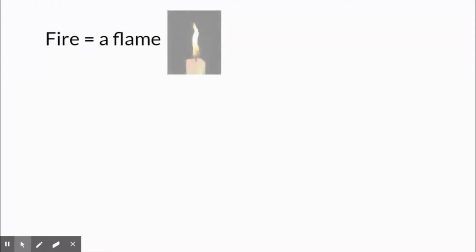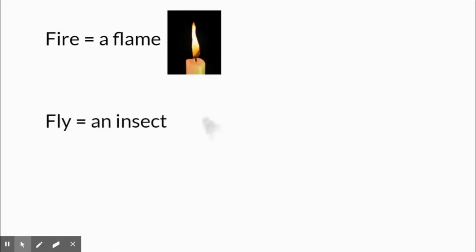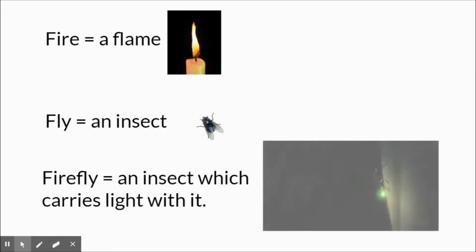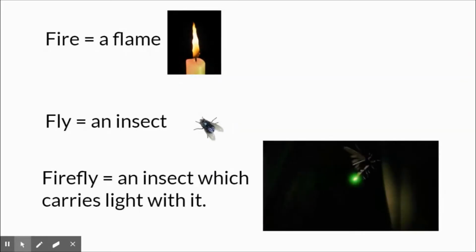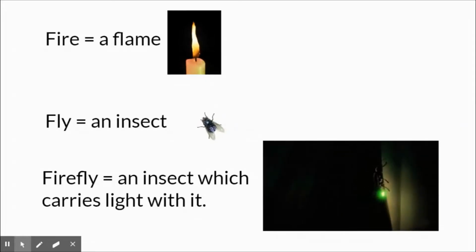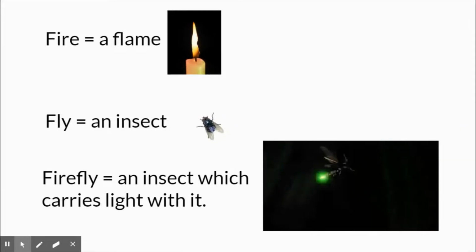Okay, so I have the word fire, okay, which means a flame, right? Just like you see right there in the illustration. And now I have the word fly, which is an insect. You can see the illustration right there. So when we put them together, what is the word that we are going to create? Yep, firefly. Firefly, I'm sorry. So yeah, firefly, an insect which carries light with it.